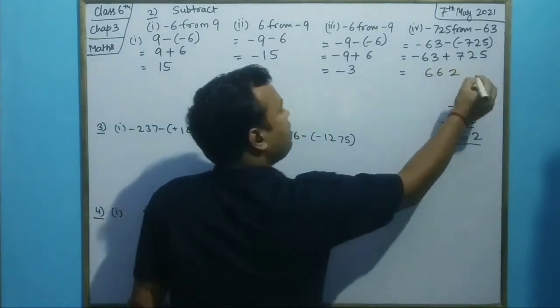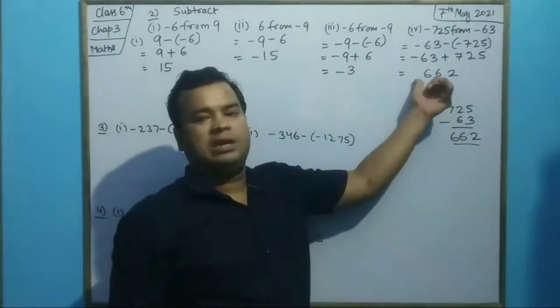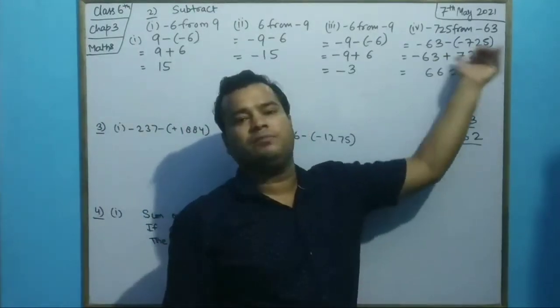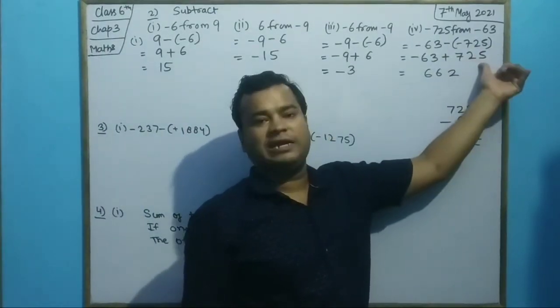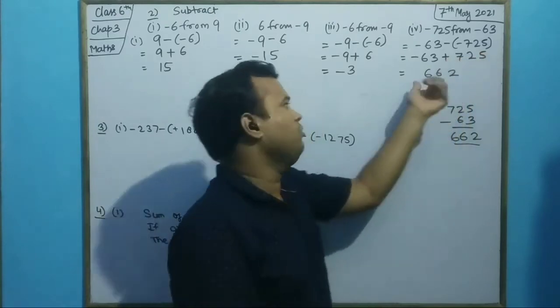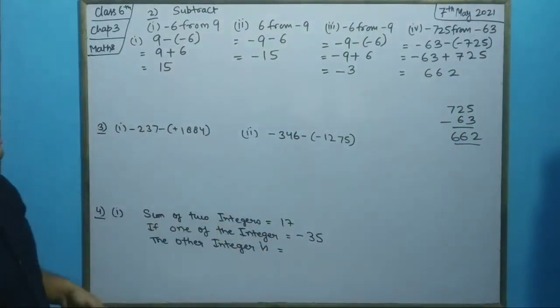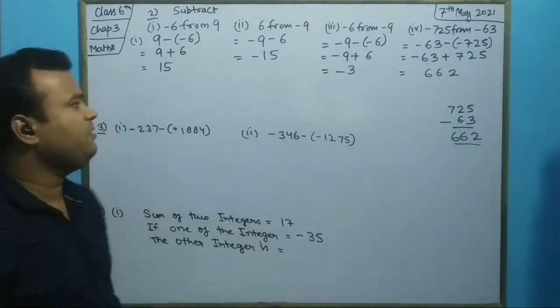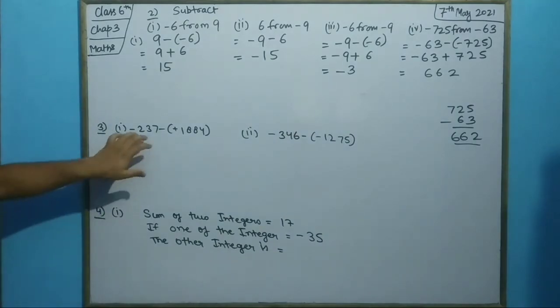Okay, and what is the sign of this number? It will have the sign of the greater number. 725 is the greater number. It has the sign plus, so it will be plus. No need to show any sign if it is plus. Okay, so let us see again here.